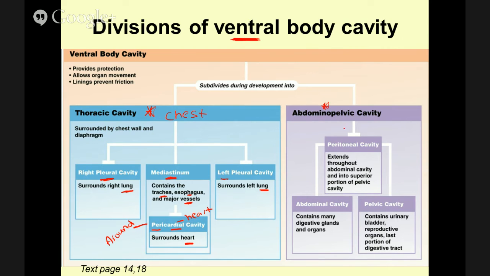Now if we come over here to the abdominopelvic cavity, again, there are some subdivisions within there. You've got the peritoneal cavity. The peritoneum we're going to learn about later. This is a special membrane that covers all the organs of the digestive system. And we've got the subdivisions, abdominal and pelvic. A lot of your urinary system, reproductive system, and some parts of your digestive system are way down deep there in the pelvic cavity. And your hip bones, your os coxae, actually protect a lot of those organs inside that pelvic cavity.